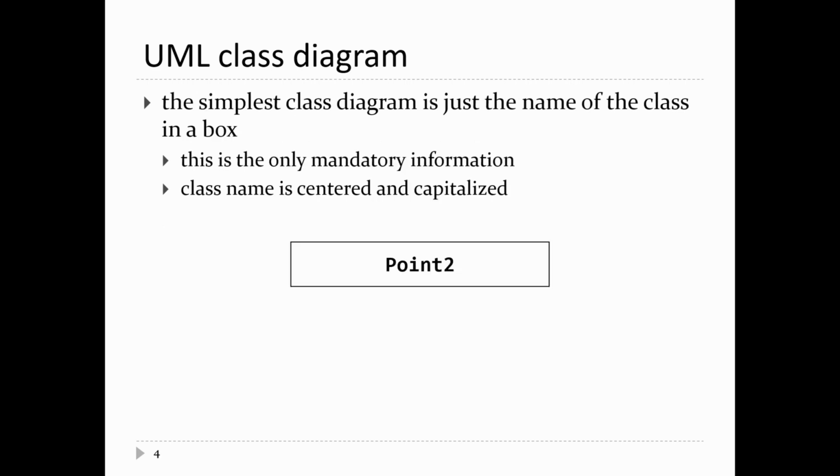Okay, so that's the simplest UML class diagram that you can have. It's just a box and the name of the class inside the box. And that's the only mandatory information that you are required to have for a UML class diagram. And so the language is flexible in that it lets you show as much or as little detail as you need for the reason that you're using your diagram. So there's an example of our point2 class shown as a UML class diagram.